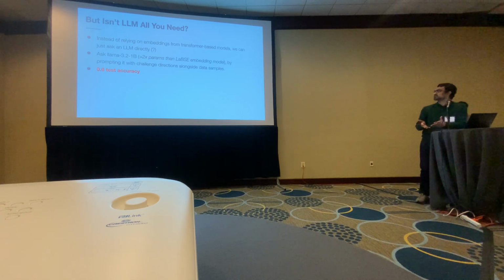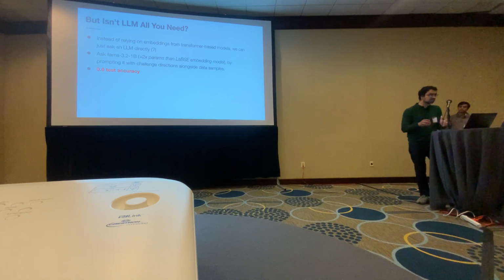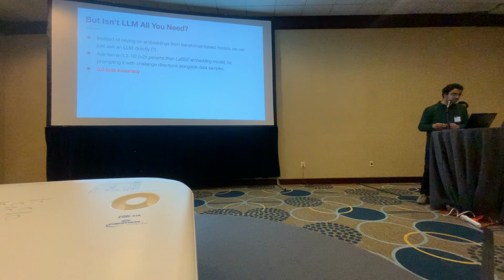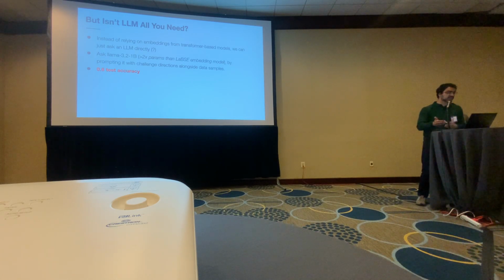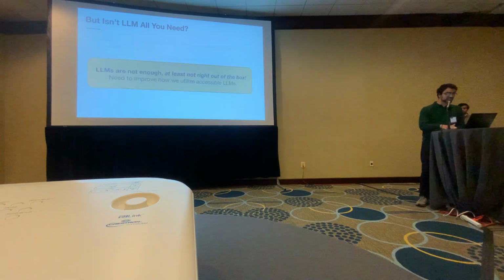So we use these embeddings coming from LLMs, but can't we just use LLMs directly? Because LLM may be all you need. So we end up testing with the Llama 3.2 1 billion parameter model, which is already 2 times the parameters of the embedding model. And what we end up with is just 0.6 test accuracy. So this gives us an interesting insight that LLMs right out of the box may not be enough. We need to think about how to improve on how to utilize them, especially the accessible models based on open source models, as well as our compute limitations.